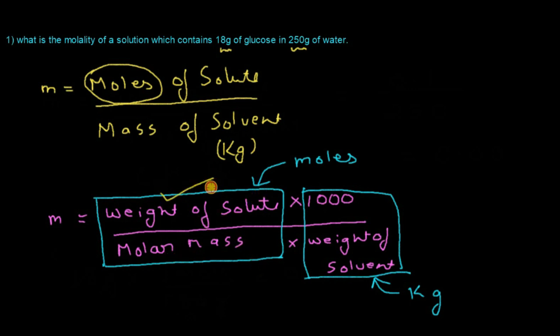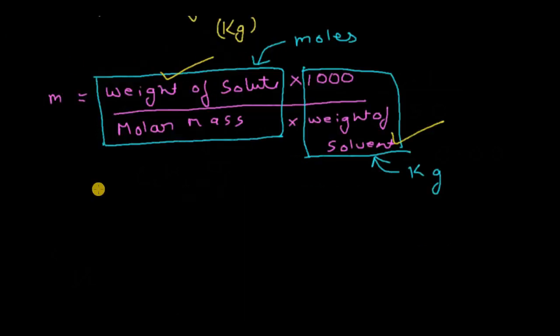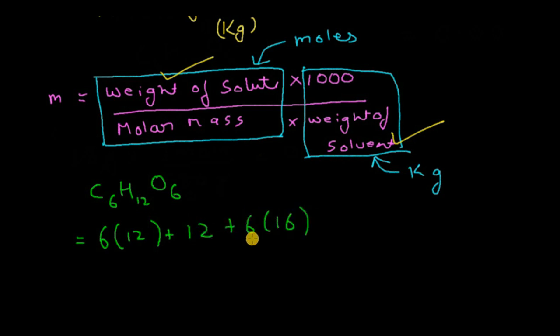Now they have given us the weight of the solute and also the weight of the solvent. We need to find the molar mass of glucose. So glucose is nothing but C6H12O6. So the molecular mass of glucose is 6 into 12, there are 6 atoms of carbon and weight of each atom is 12, plus 12 into 1, that will be 12, plus 6 into 16, 6 atoms of oxygen and atomic mass of each atom is 16. So when you simplify it further, you get the molar mass of glucose as 180 grams. So 1 mole of glucose will weigh 180 grams.